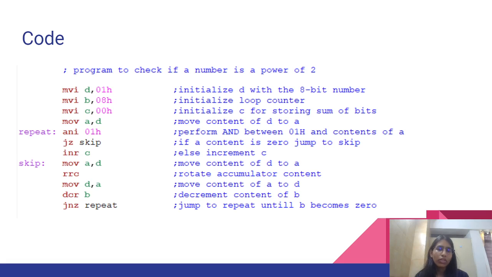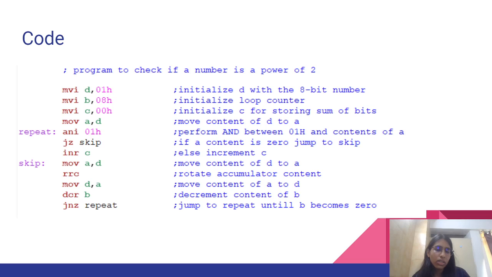Now here's the code of how to implement the same. Here we are storing our 8-bit number into the D register. Then we'll initialize the B register with 8 because we want our loop to run 8 times. Then we'll initialize the sum value with 0 and move the D content to A so that we can perform operations on it. Then we'll perform the AND operation using ANI, which is AND immediate with data, that is the data given is 01H in this case.